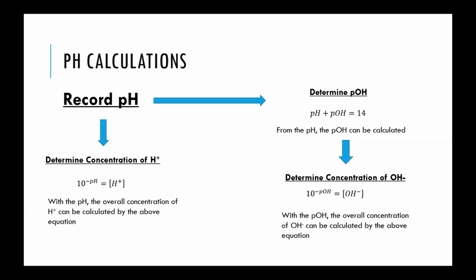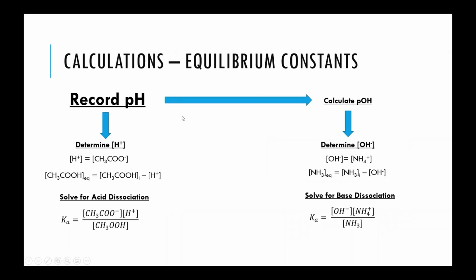Now, once you've prepared the buffers, you've measured everything, and you're on the report, the calculations are really just revolving around the pH. So in the first part, you're recording the pH, and from that pH value, you can get the pOH value. From the pH value, you can determine the concentration of H+, and from the pOH value, you can determine the concentration of OH-. You can also determine the equilibrium constants for the weak acid and weak base. So for the acetic acid and the ammonia.